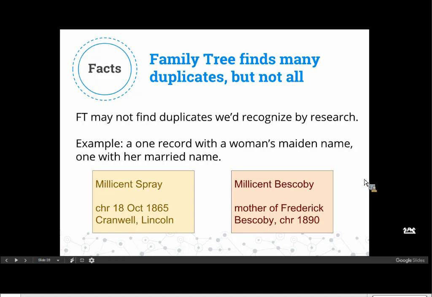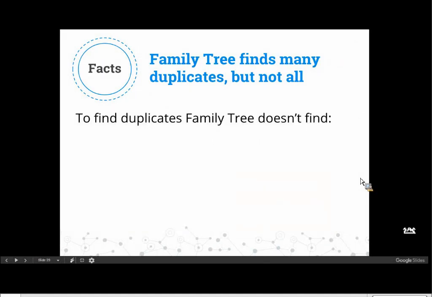So if you want to find duplicates that Family Tree doesn't find, here are some keys to doing that. Know your family. Get to know them through the records that you find about them. Add sources. Add them to Family Tree. And as I mentioned, that's going to help Family Tree identify duplicates. It's also going to help other users. And as funny as this might sound, it's probably going to help you.